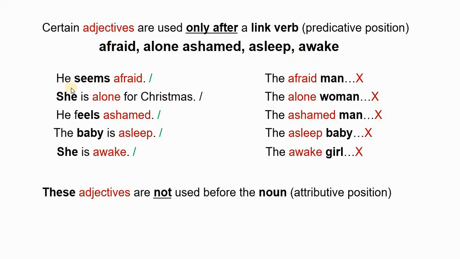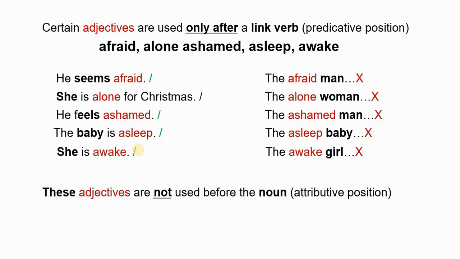Examples: he seems afraid. This is correct. She is alone for Christmas. This is correct. He feels ashamed. This is correct. The baby is asleep. This is also correct. She is awake. And this is correct.